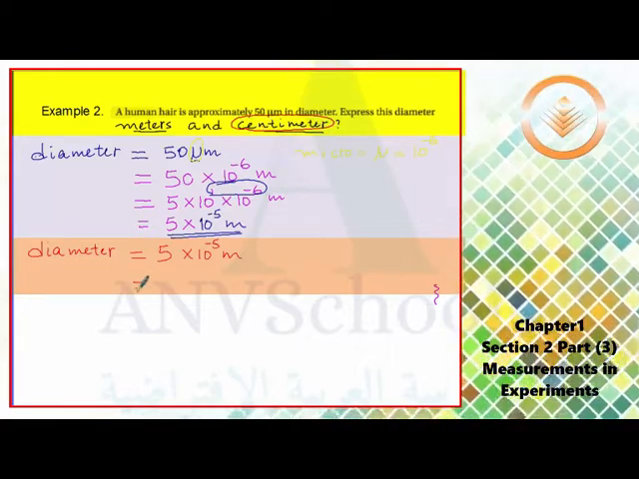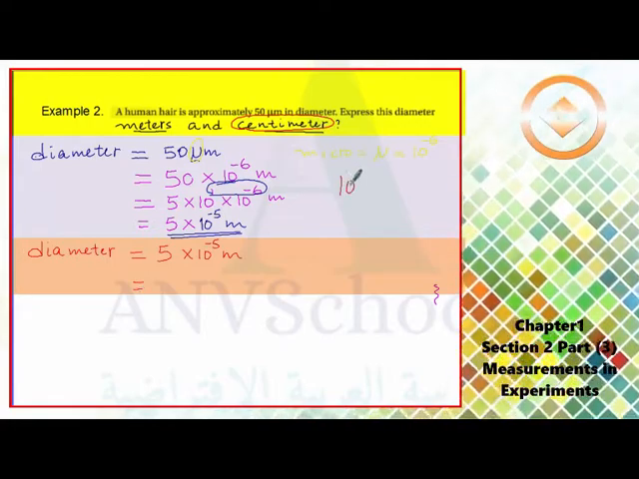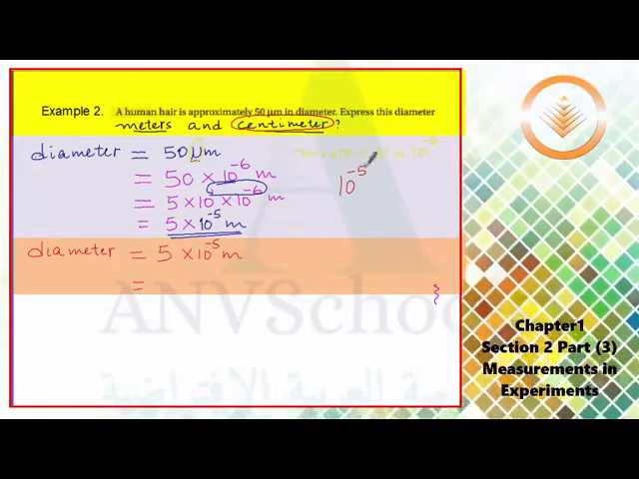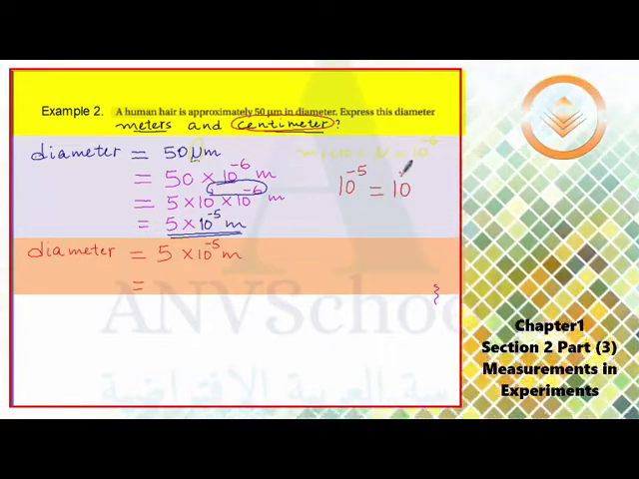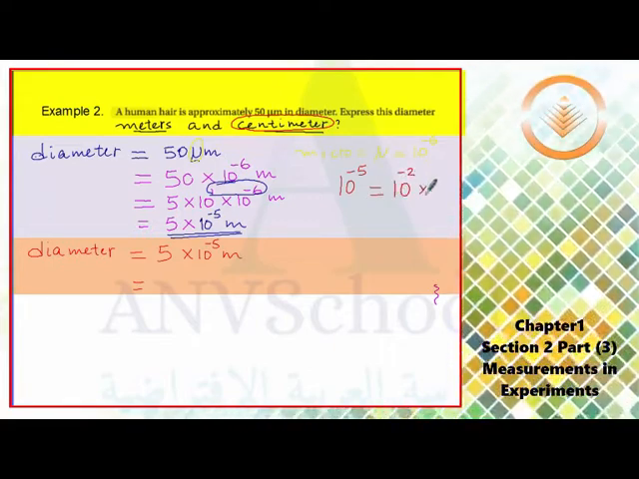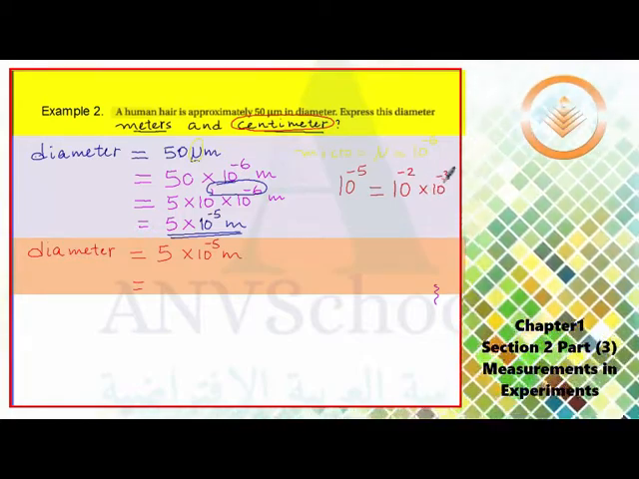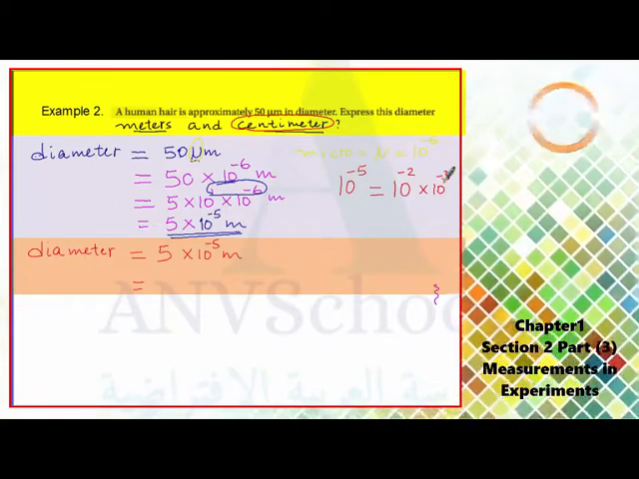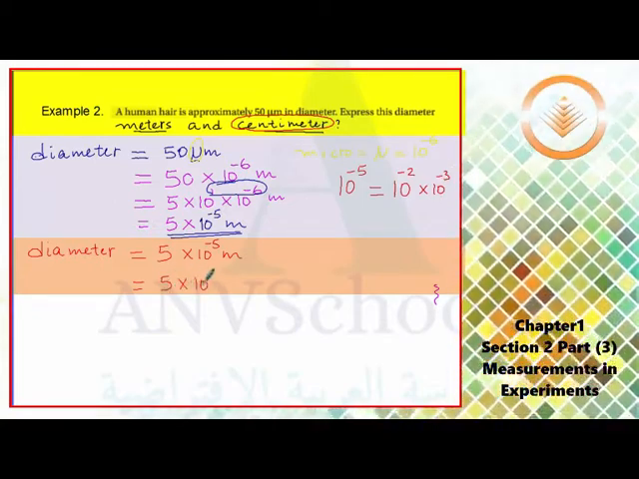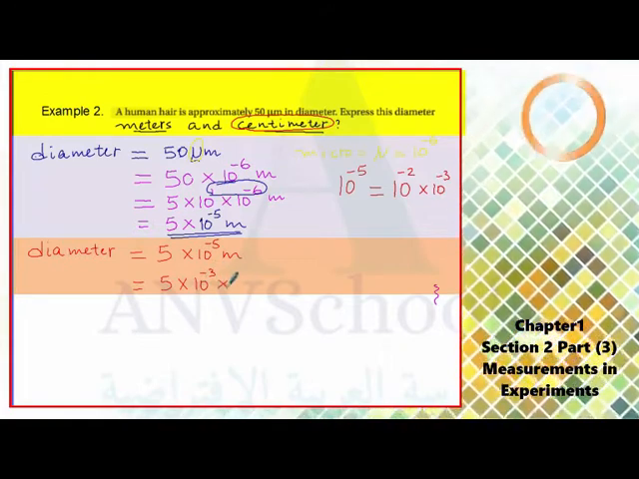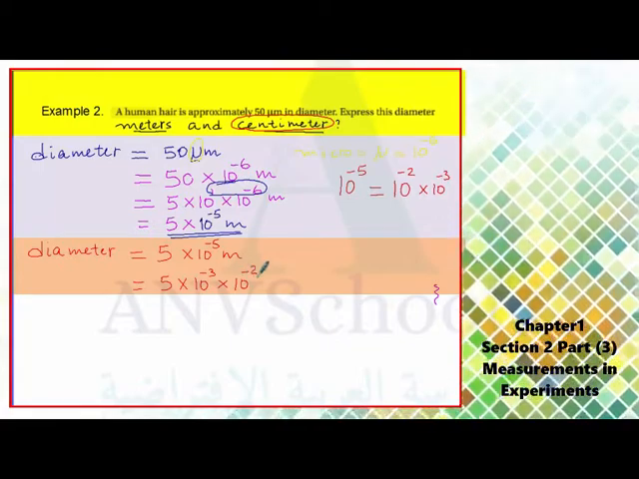So here we have to use the rule of exponent. I can write 10 to the power of negative 5 as the product of two powers of 10. I can write this as 10 to the power of negative 2 multiplied by 10 to the power of negative 3. This is from the rule of exponent. I can write this as 5 multiplied by 10 to the power of negative 3, I split it into two powers of 10, times 10 to the power of negative 2 meter.